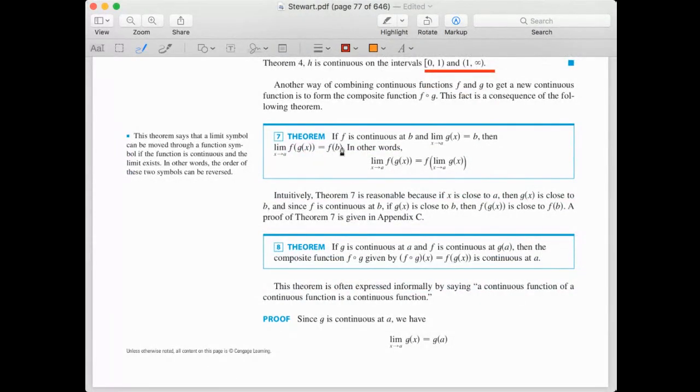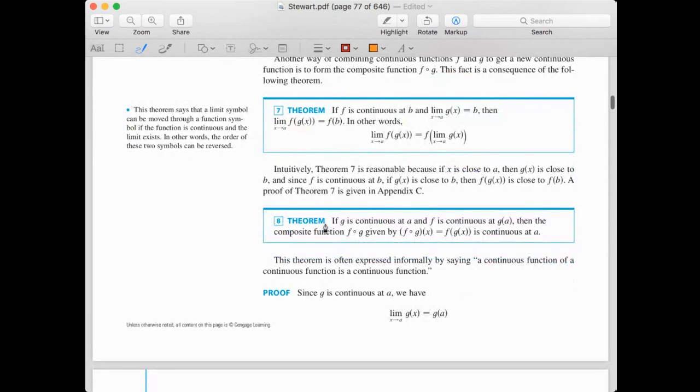Okay, let's see this one. This one says if f is continuous at b and the limit of g, another function, equals b, then f of the limit of g of x equals f of b. In other words, for the limit of a composition of functions, we can factor out f. To do this, we'll see examples. This is kind of difficult to understand, but when we see examples, it will make sense.